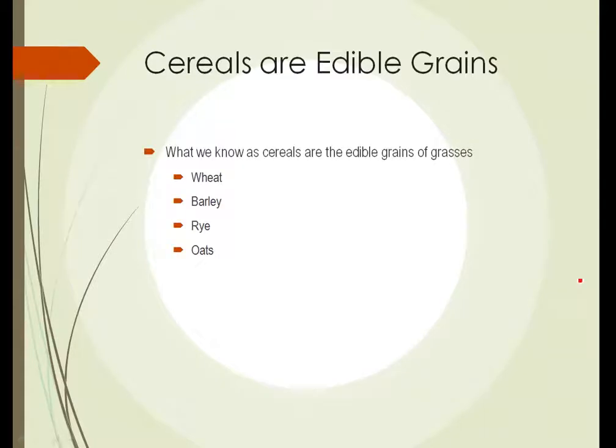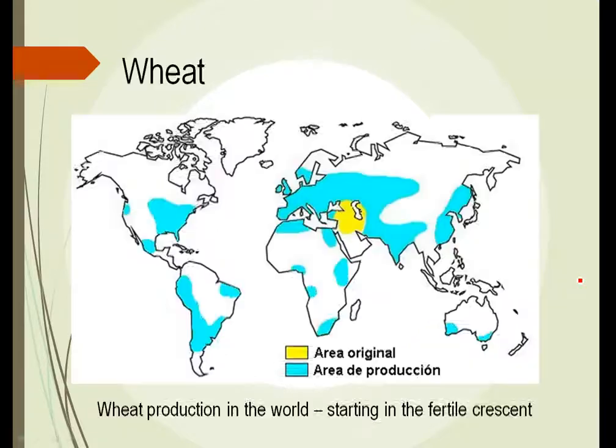The cereals are edible grains. So they're the edible grains of the grasses: wheat, barley, rye, and oats are also included in that group. Now, technically, the seeds of all grasses are edible. It just so happens that these are among the largest seeds and also the most palatable seeds to humans.